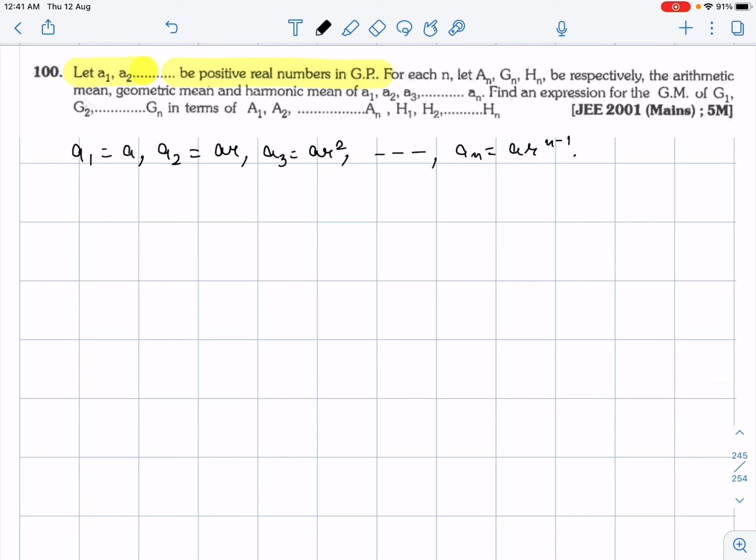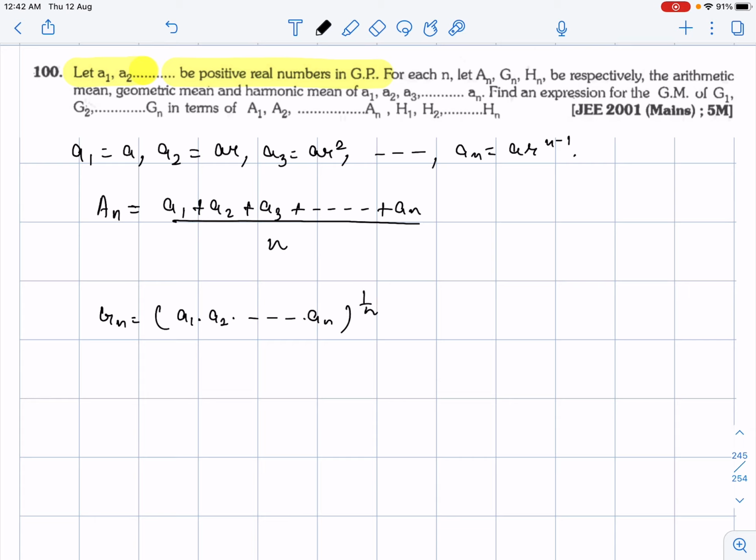First and foremost, when we compute the arithmetic mean of these numbers, let us call it An, we write a1 plus a2 plus a3 and so on up to an, divided by n. It will be the arithmetic mean of these n numbers. The geometric mean will be a1 dot a2 dot a3 and so on up to an, to the power 1 upon n. And for the harmonic mean, 1 upon Hn will be 1 upon n multiplied by 1 upon a1 plus 1 upon a2 plus 1 upon a3 and so on up to 1 upon an.